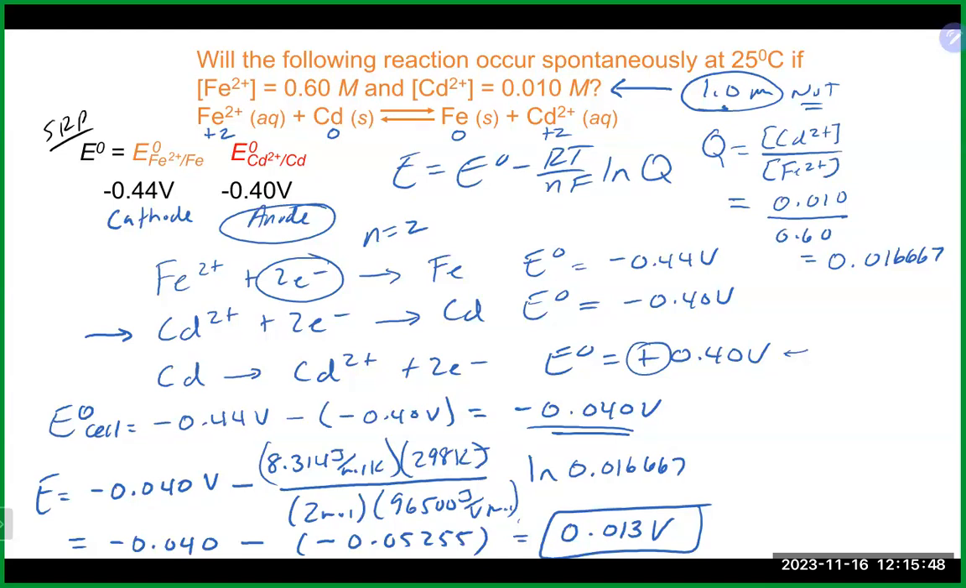Is this reaction spontaneous? Yeah. Yeah. Negative 0. Yeah, are you talking about this number right here?